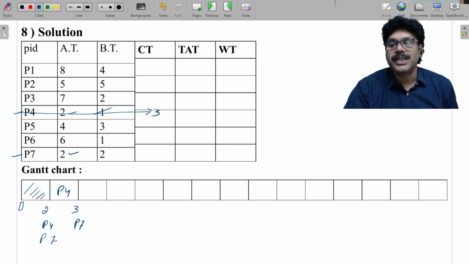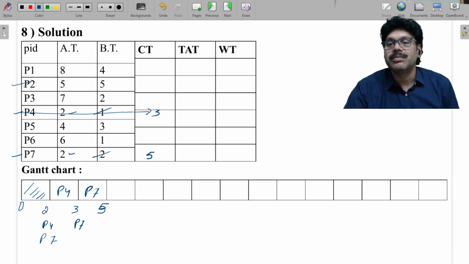Now P7 is still continuing. No other process has come. So P7 is pushed to the next time. P7 needs 2 more units. So 3 plus 2 is 5. So P7 got completed at 5. Now the duration is 3 to 5.